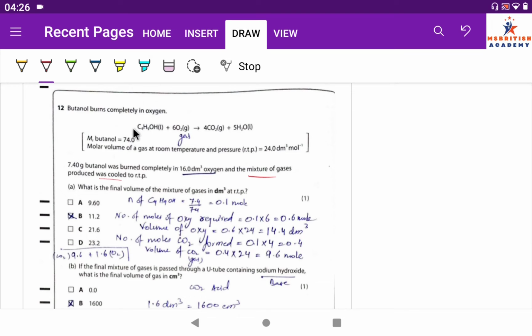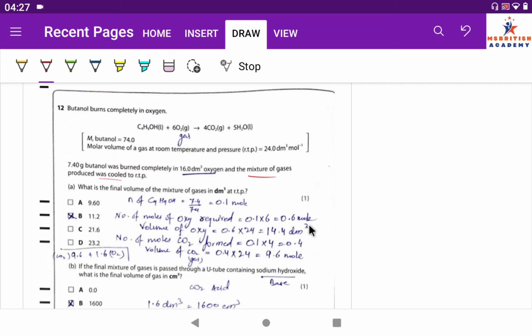If we see this equation, 1 mole of butanol reacts with 6 moles of oxygen to produce 4 moles of carbon dioxide and 5 moles of water. But here, how many moles have we taken? We have taken 0.1 moles. So if we have taken 0.1 moles, how many moles of oxygen are required? The number of moles of oxygen required is 0.1 times 6, so you will get 0.6 moles.